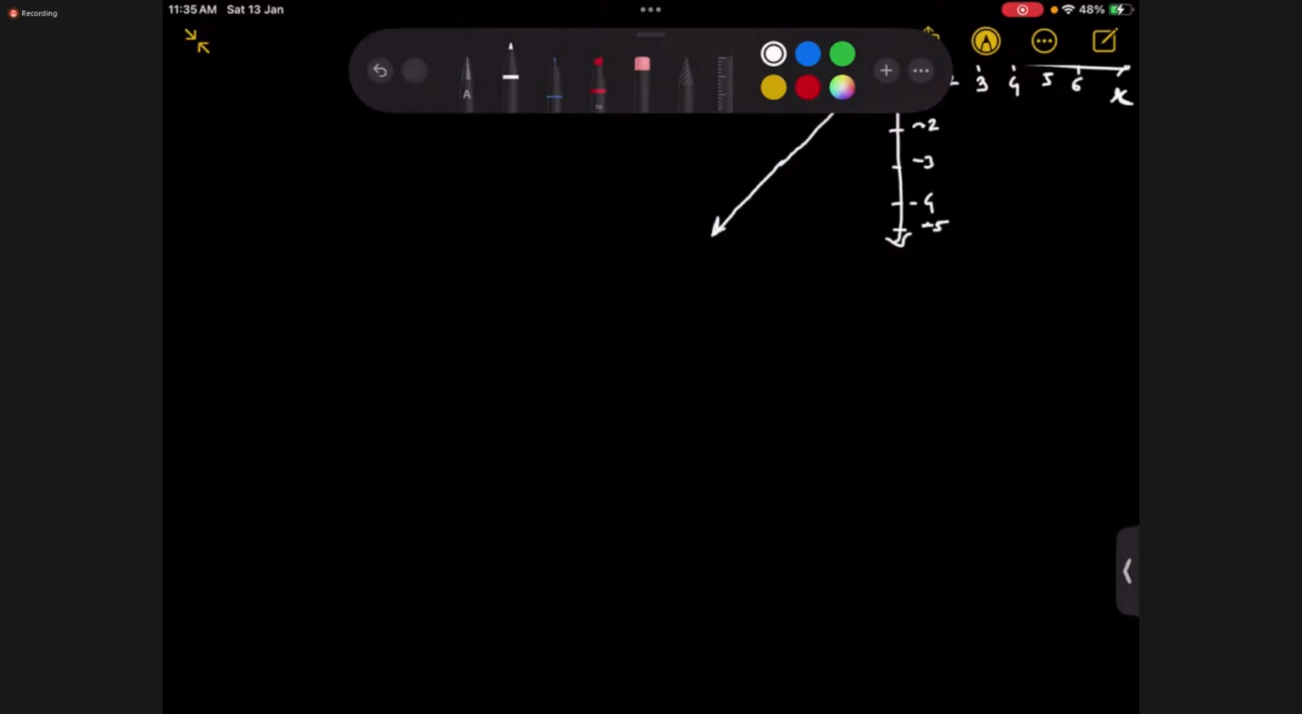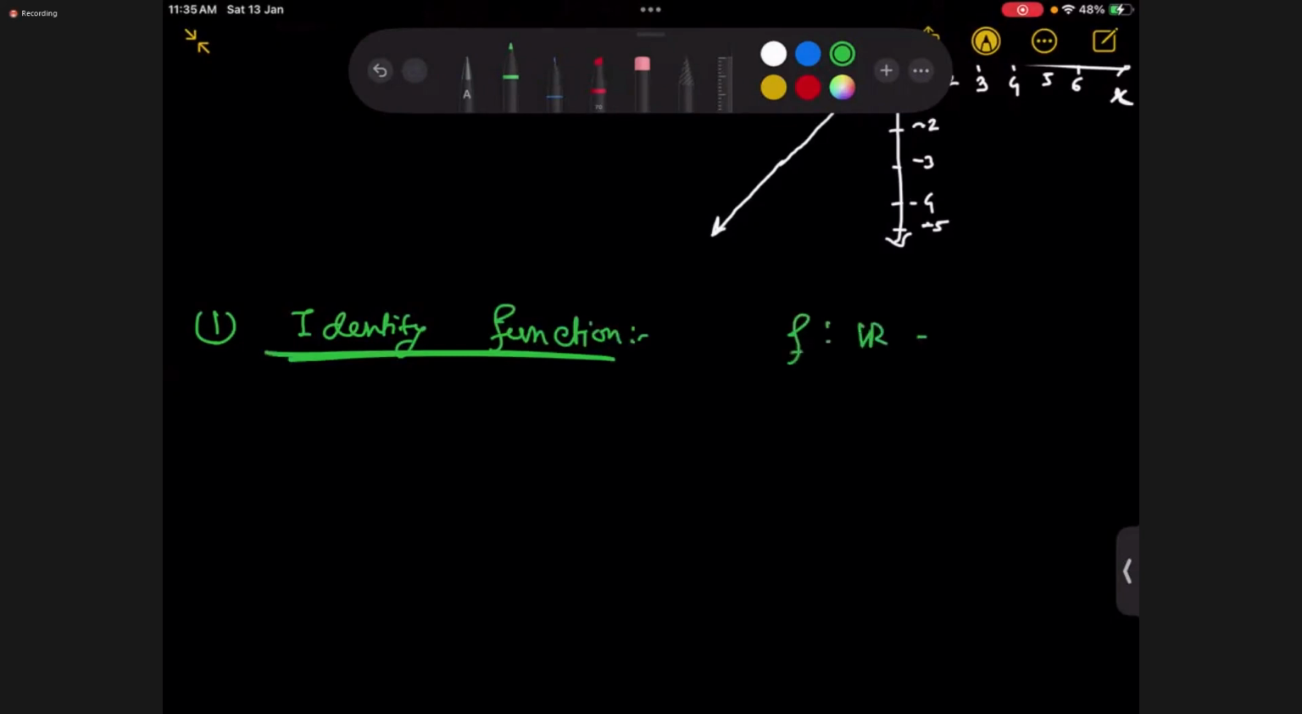Now let us see a few kinds of special functions, and these are very important functions. First of all is the identity function. By the name we can clearly see the function is from some domain to the same domain, and the function will be f of x equals x.